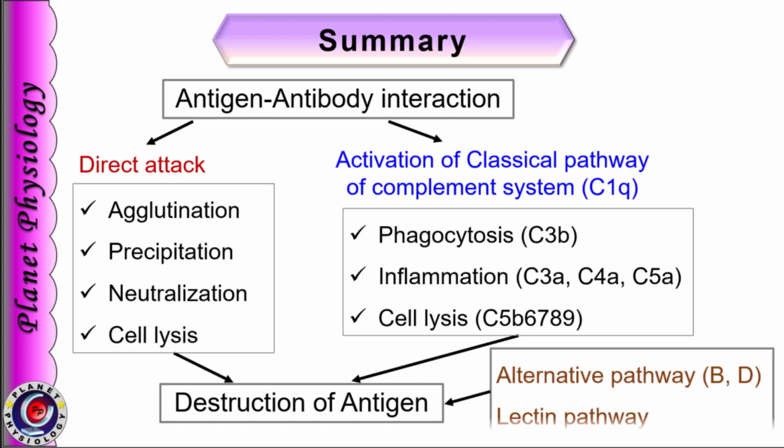Complement system also can be activated in absence of antibodies either by alternative pathway or by Mannose-binding lectin pathway. Both these pathways are part of non-specific immunity. Activation of C3 complement protein is common step in all three pathways.